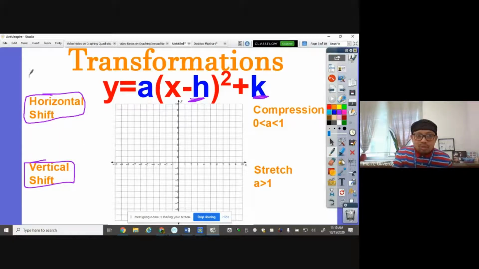First, the parent function. The parent function of the quadratic is y equals x squared.